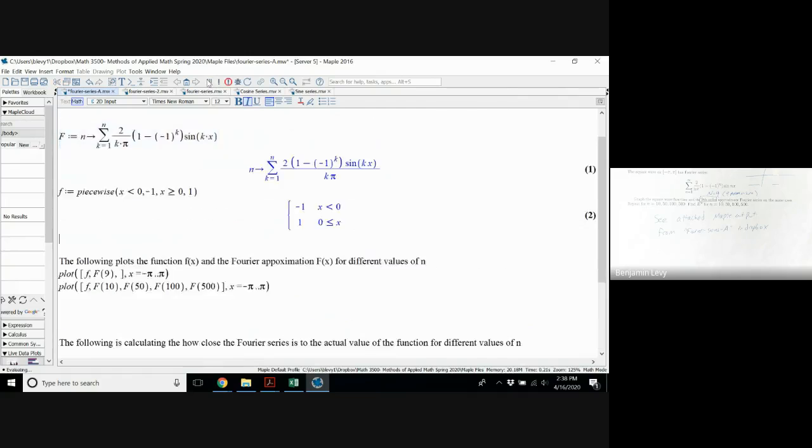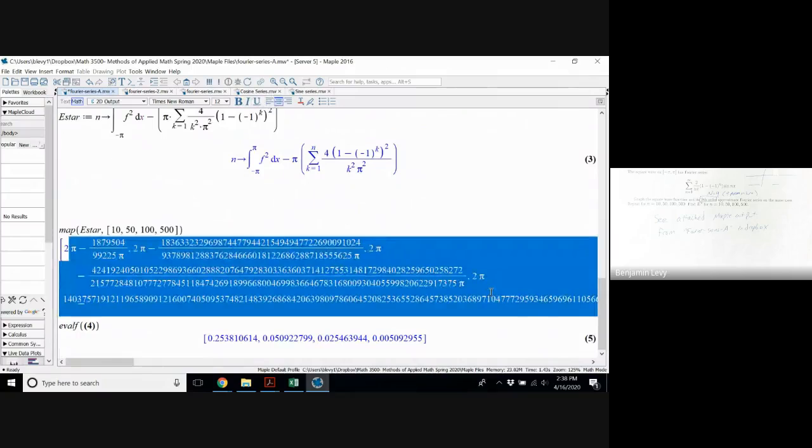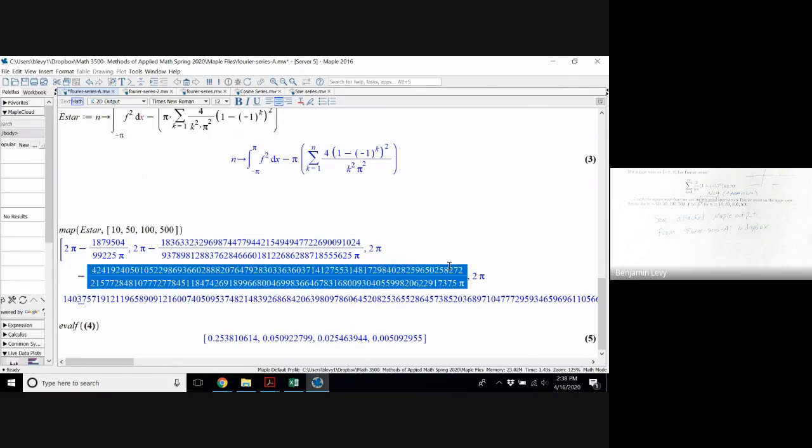I'm going to run it one more time. I'll run the whole thing again. It makes this very complicated looking expression, because this is one of the fractions. Can you see this thing on the second line? This is one fraction.